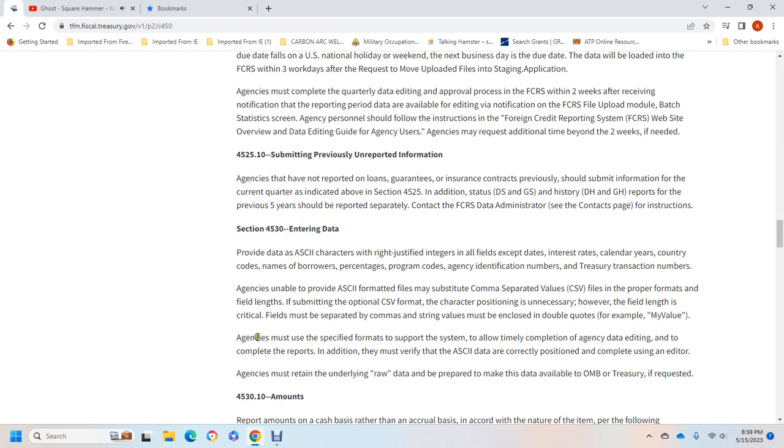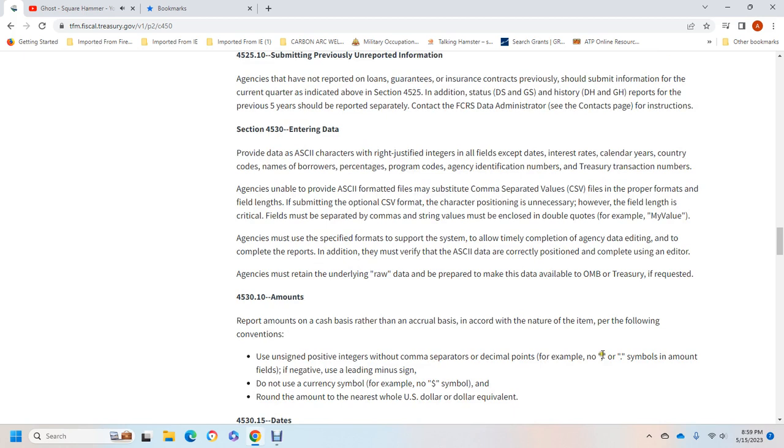For example, the agency must use the specified format to support the system that allows for the timely completion for the agency with the editing. Complete the report edition. Agency must verify the ASCII data is correctly positioned, completed using an editor. The agency must retain the underlying raw data to be prepared to make the data available to the OFM of the management treasury if requested.